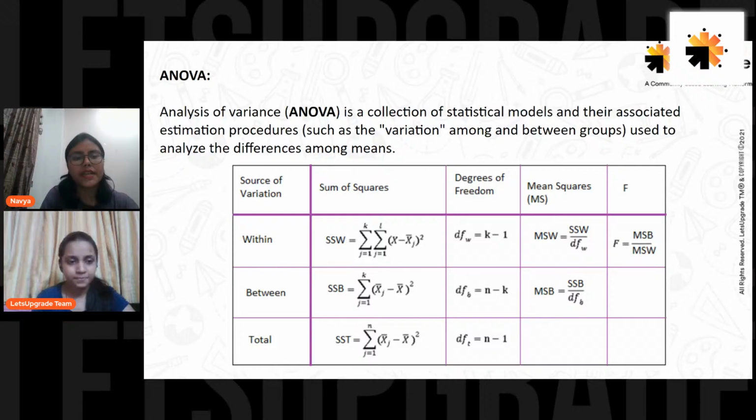You'll be getting all of this in more detail in your full stack development program. So this is all about your statistics and probability. Before moving to the practical implementation part, I'll just ask Mansi if any doubt is there.